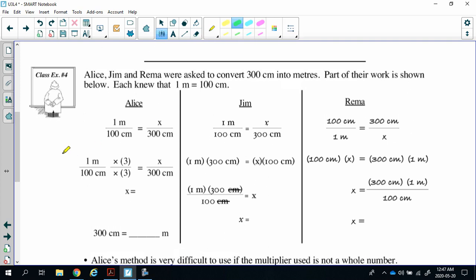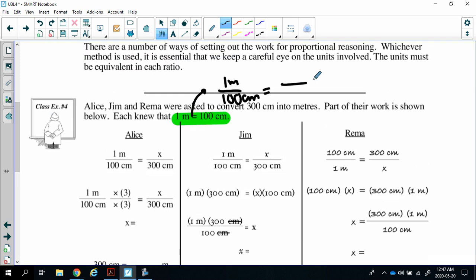They say that Alice, Jim, and Rima were asked to convert 300 centimeters into meters. Part of their work is shown below. Each knew, using your formula sheet, that 1 meter is 100 centimeters. So that right there, you can express as a ratio totally on its own: 1 meter is 100 centimeters. And when you lay out your other values here, you just make sure that you're consistent, that the numerator is meters and the denominator is centimeters.